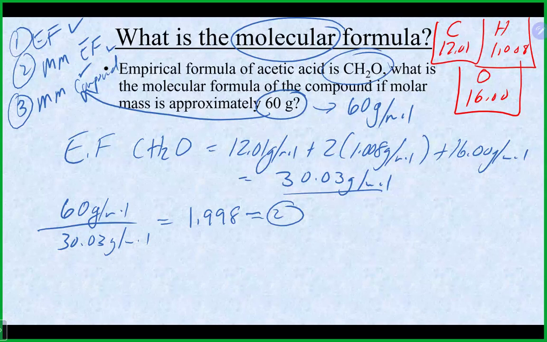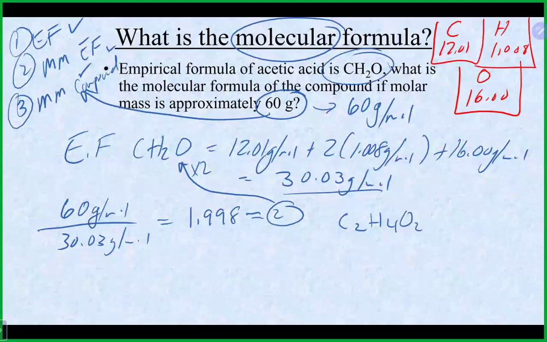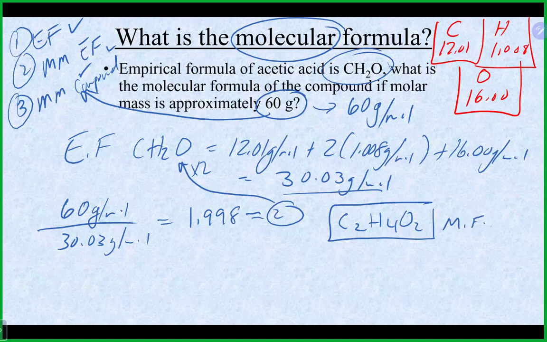At that point, that is the factor by which we want to multiply the empirical formula. We multiply everything in the empirical formula by that, and that gives us C2H4O2. Now we have our molecular formula in this case. Any questions on those steps?